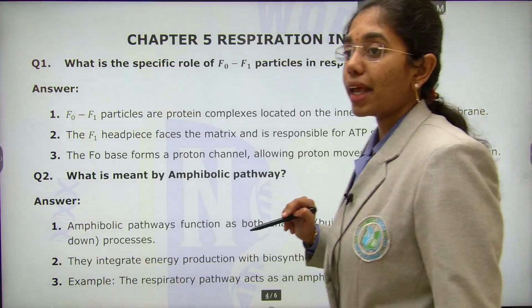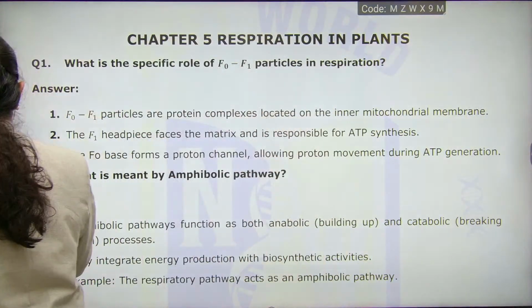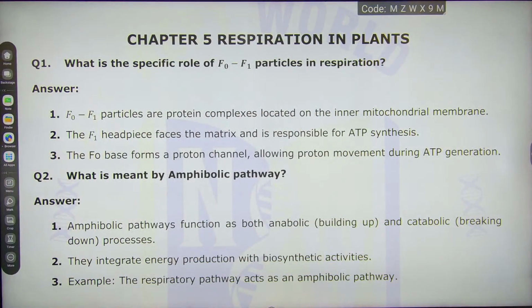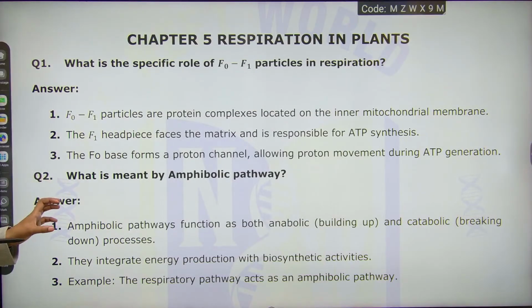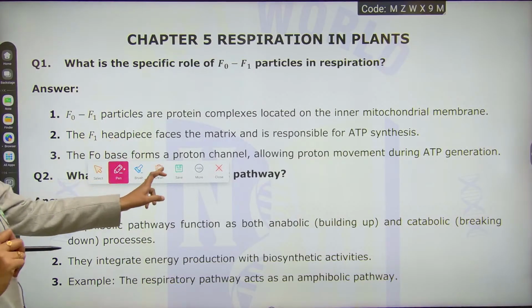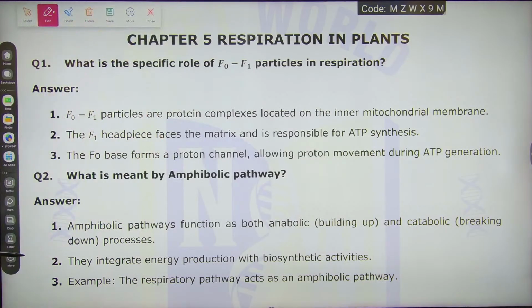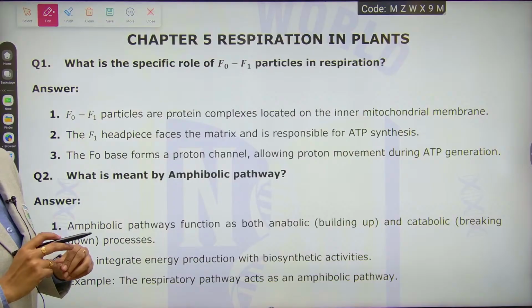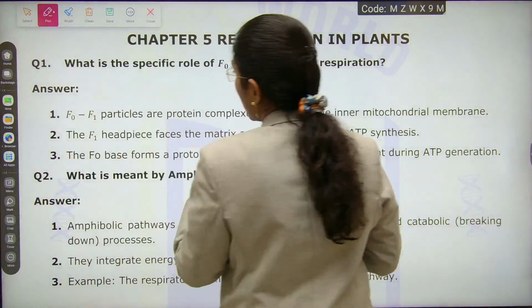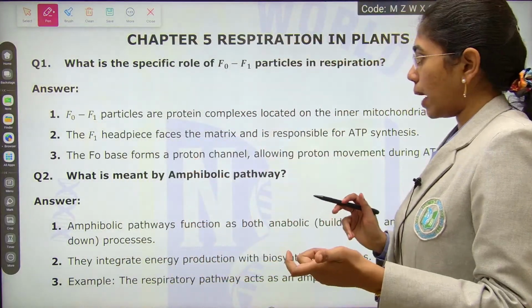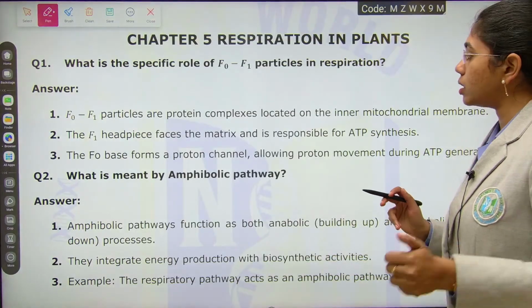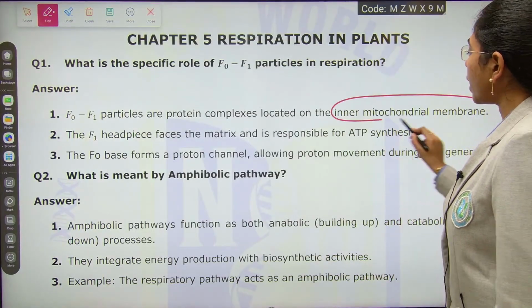Major question on ATP synthase, that is on the F0 F1 complex, important for your NEET and EAMCET as well. What is the specific role of F0 F1 particles in respiration? Here you see, F0, F1 particles are protein complexes. These are located on the inner mitochondrial membrane.